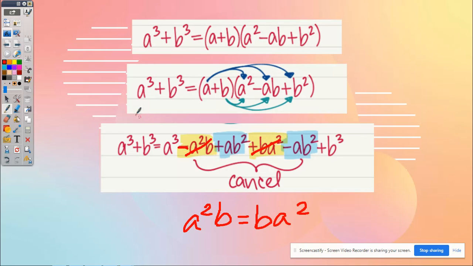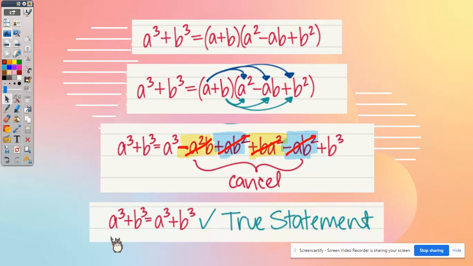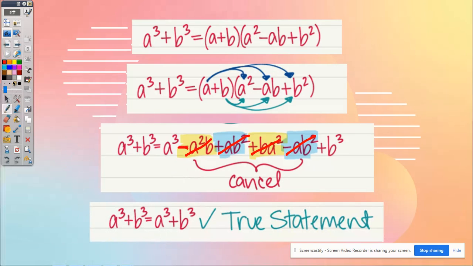All right, now let's see the highlighted blue. Positive AB squared and negative AB squared actually also cancel out. So since they cancel, you're left with only A cubed and B cubed. So then we have a true statement. A cubed plus B cubed is equal to A to the third power plus B to the third power. Same way of saying it, just wanted to mix it up. And so you did prove that it was a true statement.